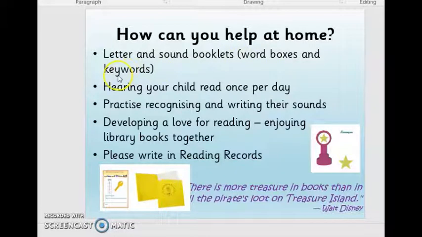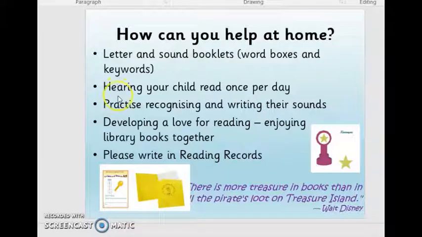And then they will also receive keywords, and the keywords are the ones that your child can learn to memorise, because these are words that will come up often when they are reading books and writing simple sentences. So the keywords also include camera words.